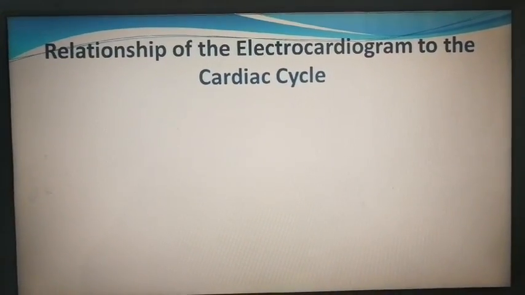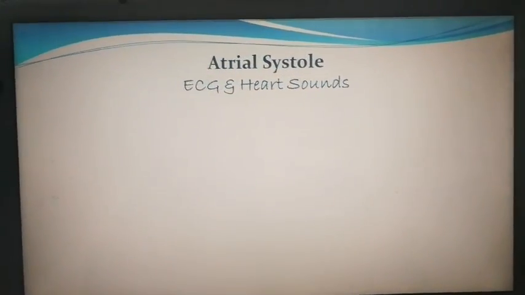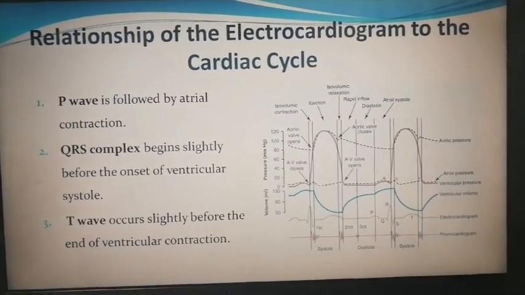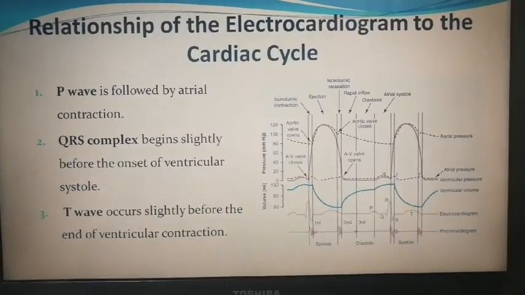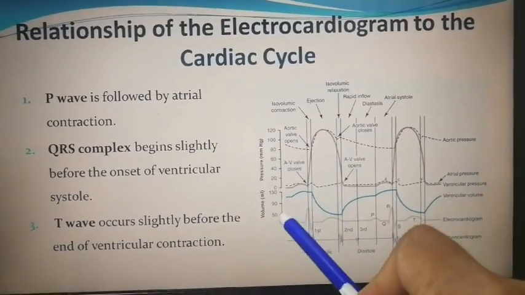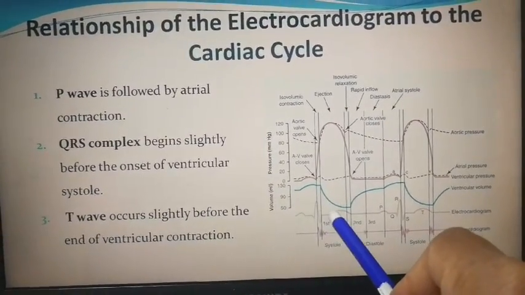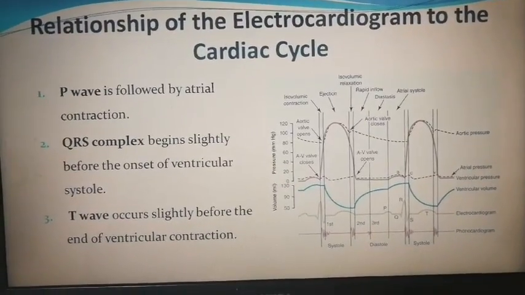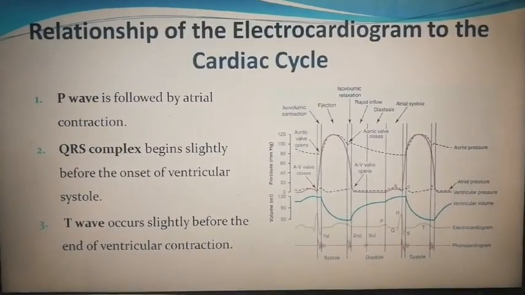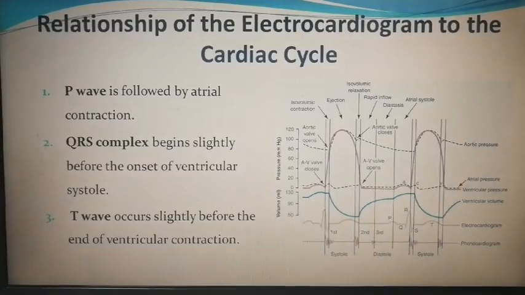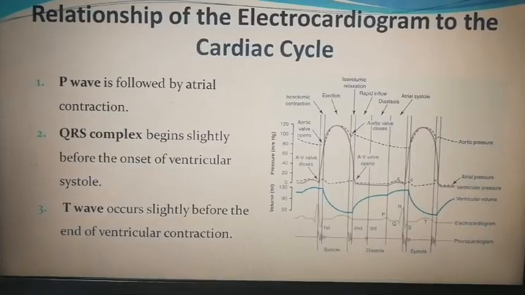This is the relationship of the electrocardiogram to the cardiac cycle. You can see here, in the ECG there are actually 3 types of waves: P wave, QRS complex, and T wave. This is the P wave, this is the QRS complex, and this is the T wave. The P wave shows atrial contraction, the QRS complex shows ventricular contraction, and the T wave shows ventricular relaxation. So these are the 3 waves.